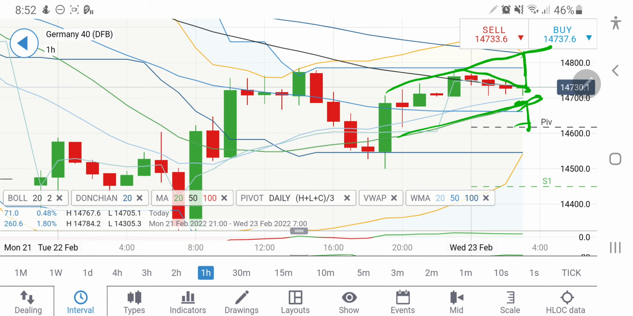So to summarize it, a short entry below 14680, a long entry above 14800. In between these 120 points, stay cautious. Above 14800, the next target is 14900 and 15000 levels. Below 14680, the next target is 14600, and towards 14500 levels. Take your positions accordingly.